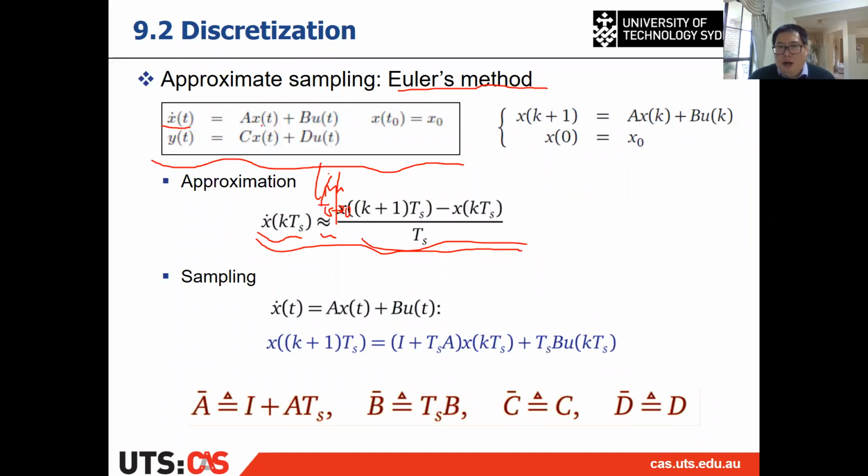And after you have that, you can replace x dot using this. Then you only have xk, u and xk plus 1. Then you can change the continuous time system to the discrete time system like this by using the Euler's method. All right, so that is one of the methods which you can use for discretization.